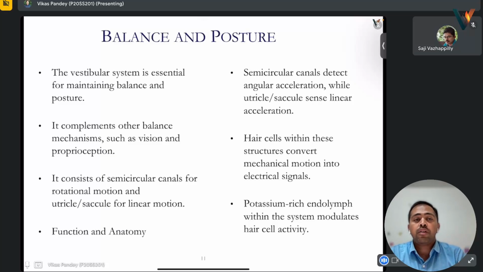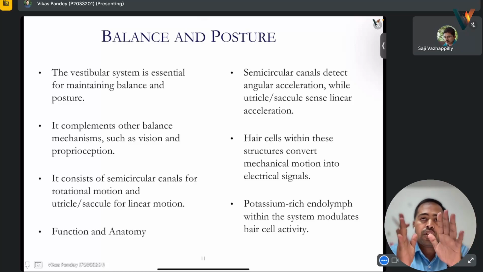Then, the ear also plays one more function, that is balance and posture, not just the auditory information. So which part is responsible for this? There is a vestibular system located inside the inner ear. It is not only the balance and posture mechanism; there are also vision and proprioception. It consists of semicircular canals for rotational motion and the utricle or saccule for linear motion. So there are two parts.